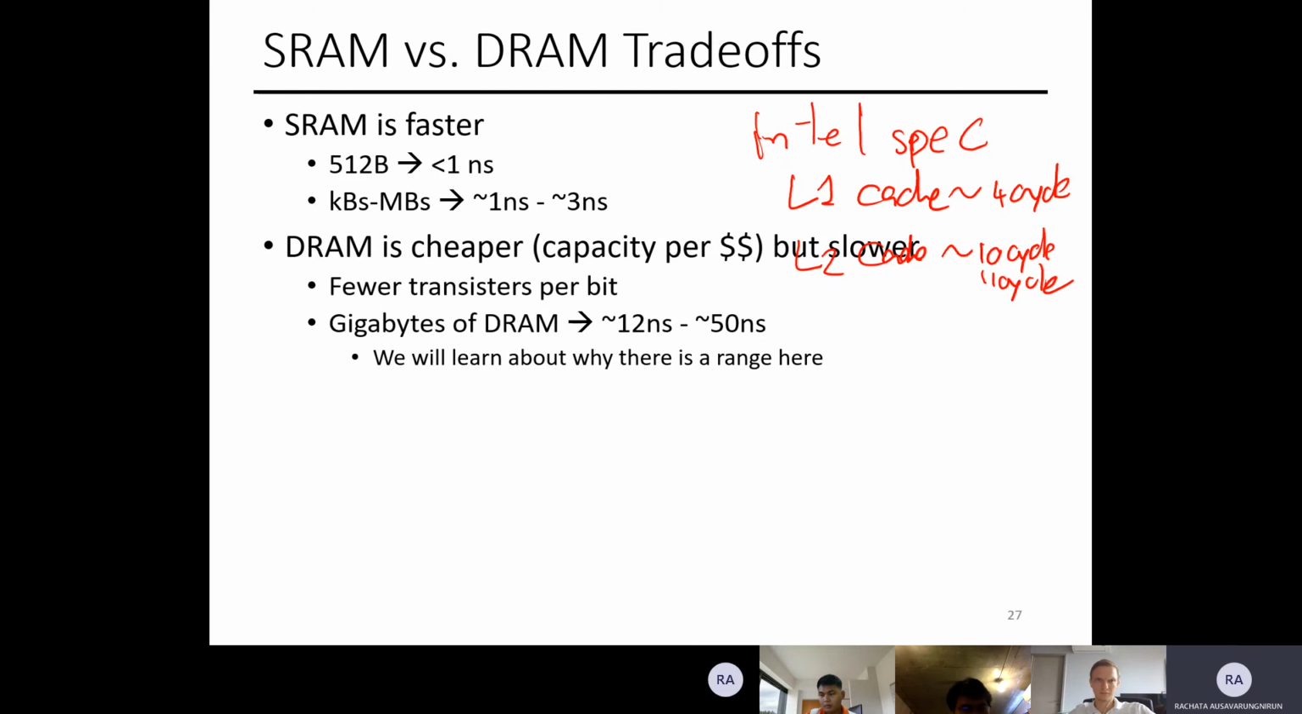DRAM is cheaper. In terms of how long it takes to access, it is much longer. But you get gigabytes of DRAM. In the SRAM cache, you look at megabytes of SRAM cache. In DRAM, you look at gigabytes of those.